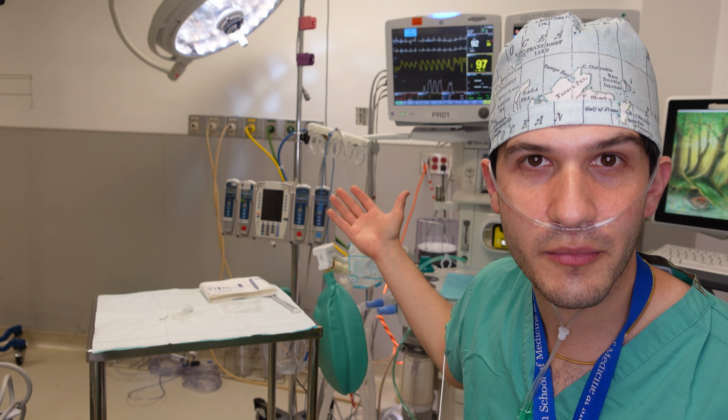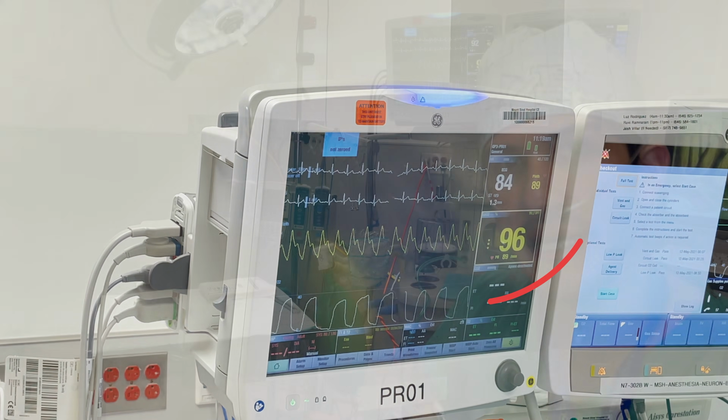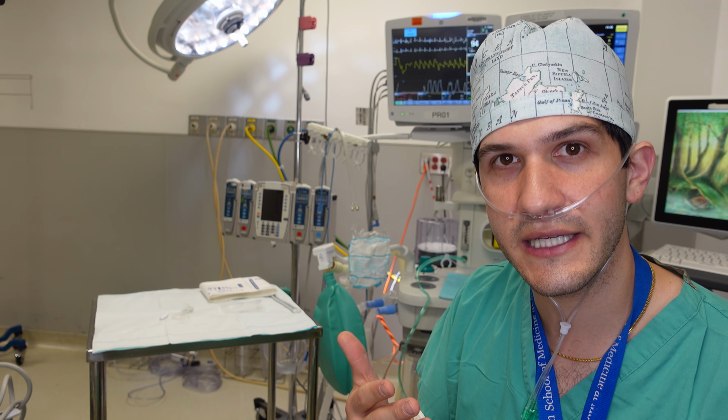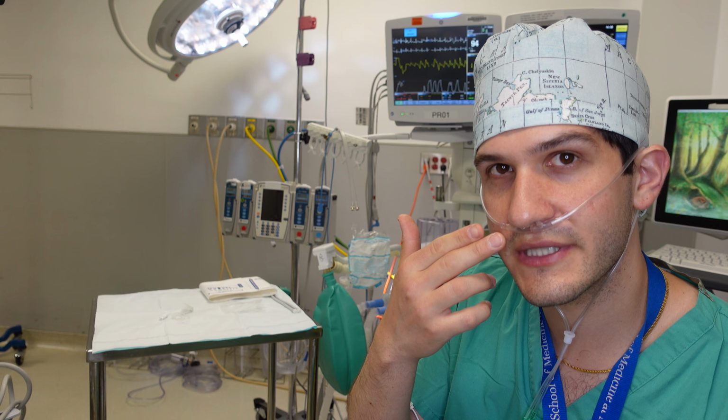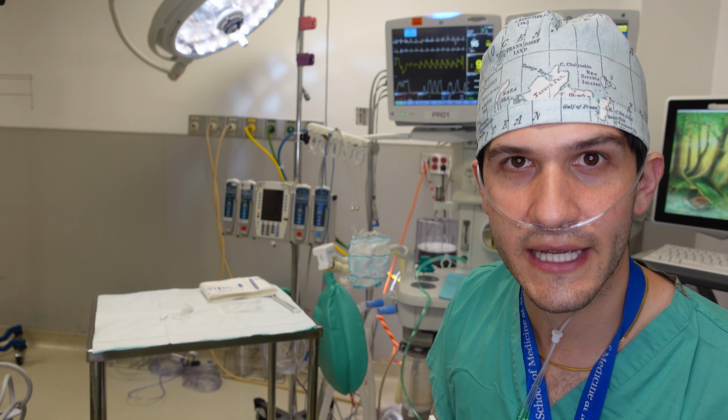And as you can see on our monitor here, this measures the waveform of how much carbon dioxide I'm exhaling. It's a little bit difficult to get a clear picture of as I'm talking because this was only measuring what's coming out of my nose. So if I just stop talking for a second, you'll be able to see exactly what my capnography looks like.